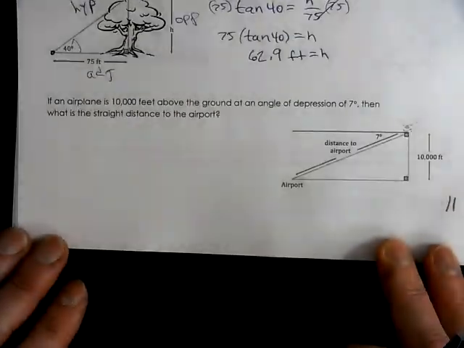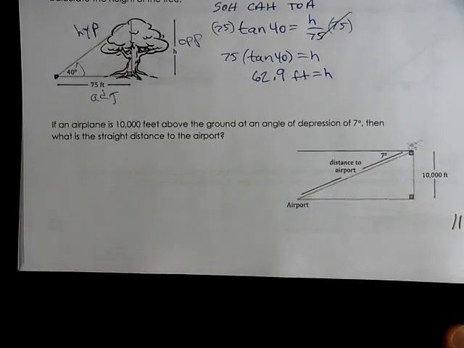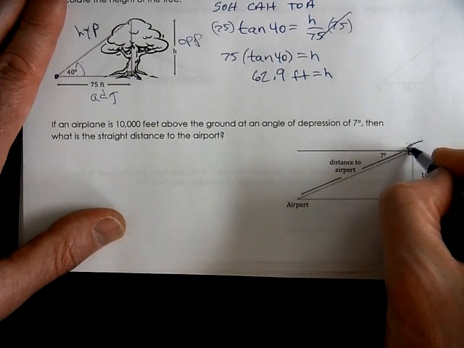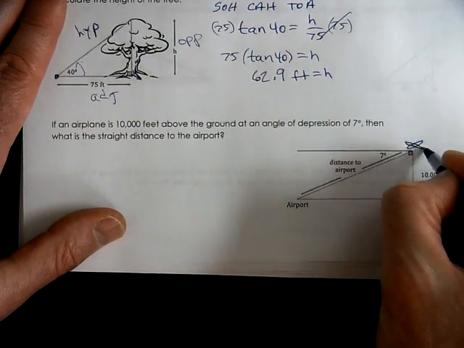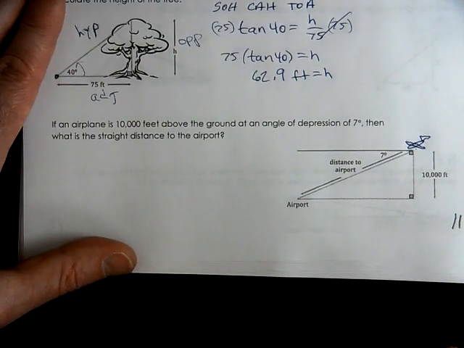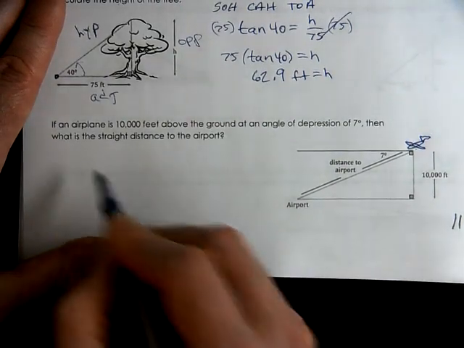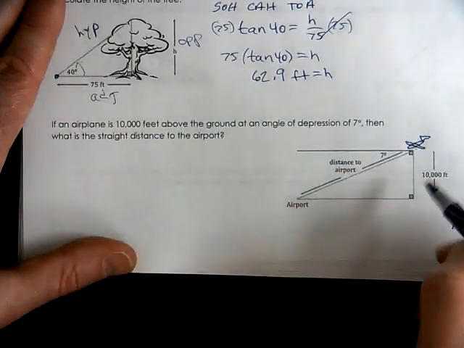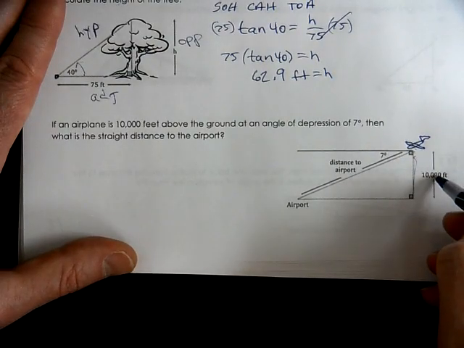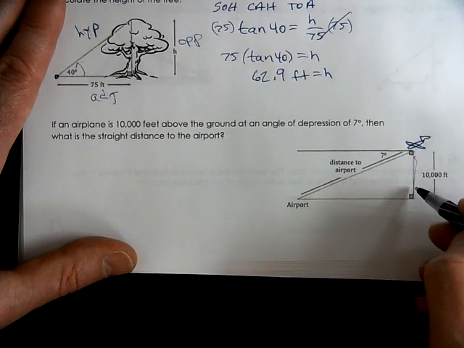Last one. We have an airplane. A little hard to see. We have an airplane here. It's flying in. It's 10,000 feet above the ground. So straight up is above the ground 10,000 feet. So that's why the 10,000 feet is there.